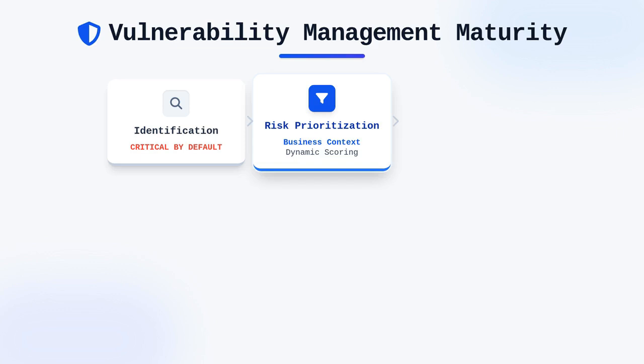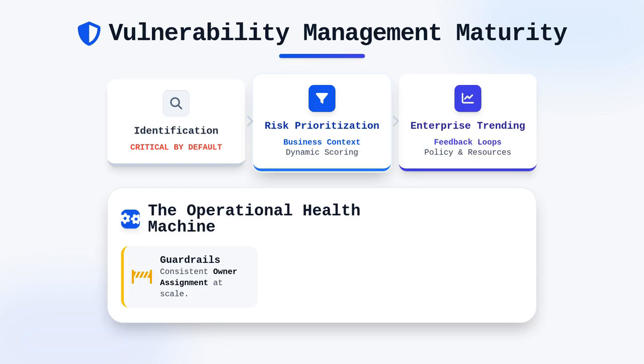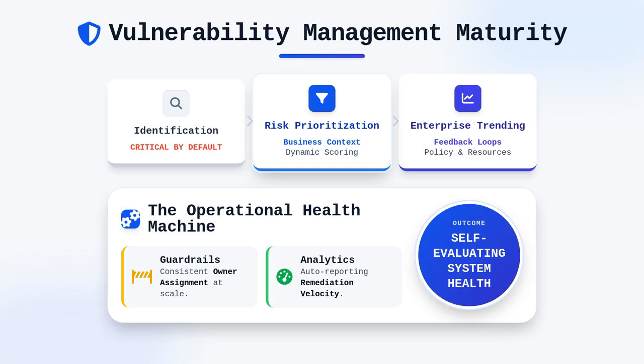When you move toward enterprise risk trending, you are essentially building a feedback loop where metric definitions inform future policy changes and resource allocation. Operational guardrails begin to play a vital role here, ensuring that owner assignment models remain consistent even as the volume of vulnerable items scales across the enterprise. You are essentially building a machine that evaluates its own health, using performance analytics to report on remediation velocity and exposure gaps automatically.